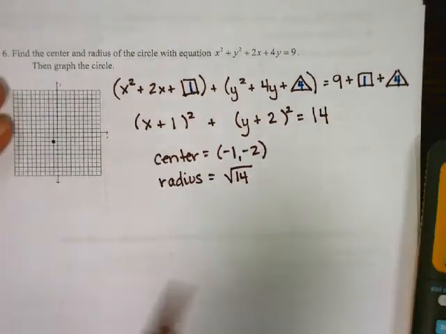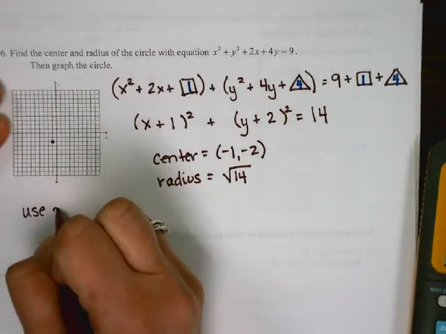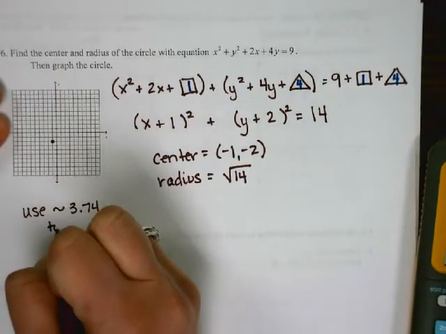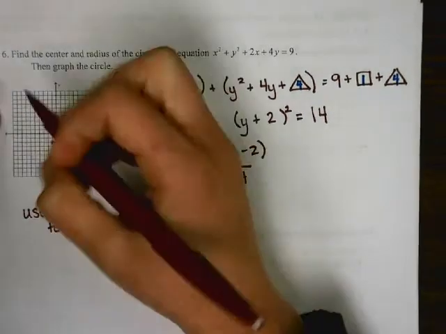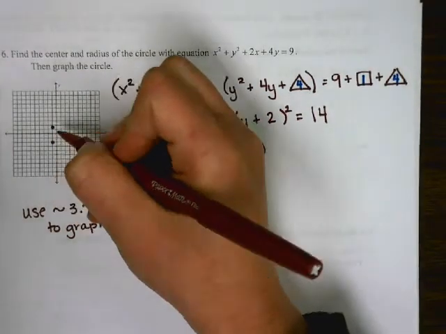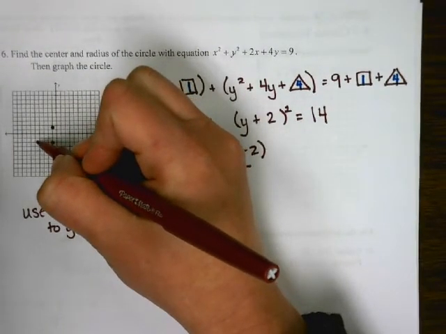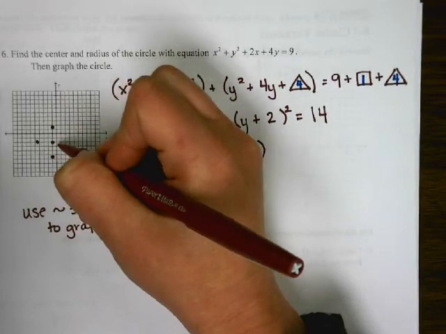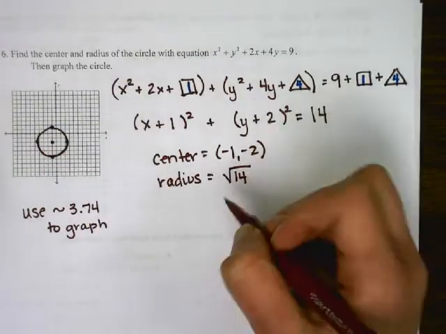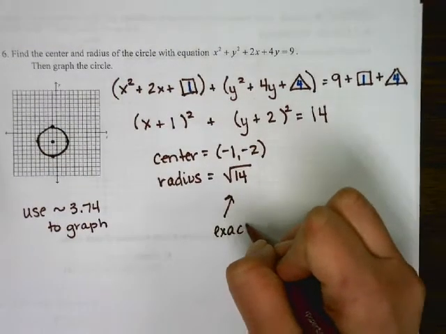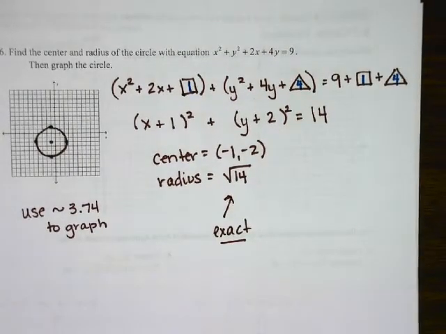3.74. So I'm going to start at my center and not quite 4 in every direction. 1, 2, 3.74. Again, this is the exact one. So if I ask you to tell me what the radius is, it's the square root of 14. However, like I said, you can use the decimal approximation when you graph it.